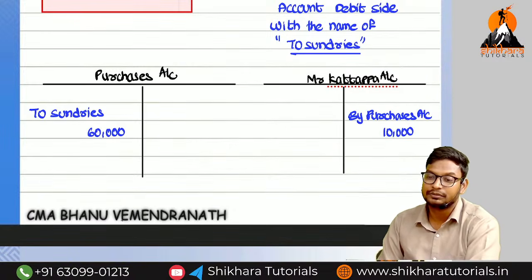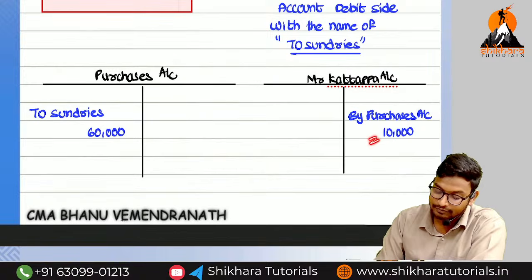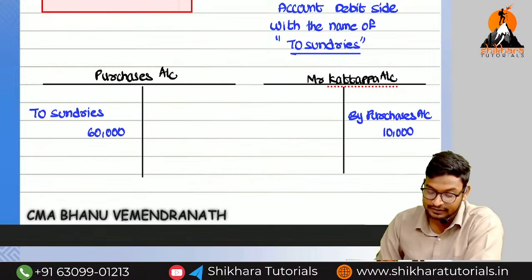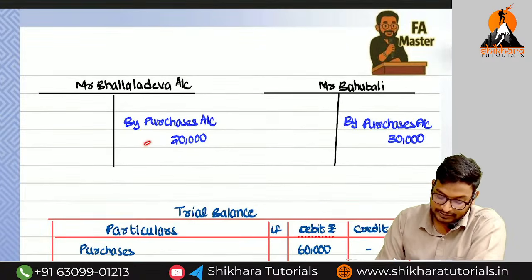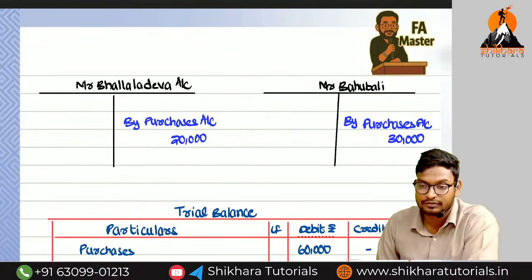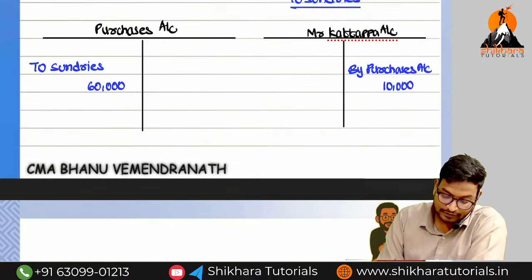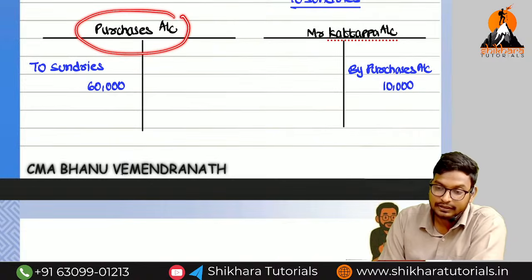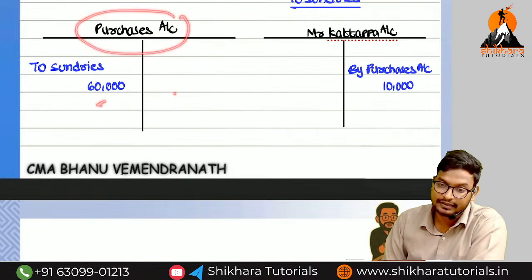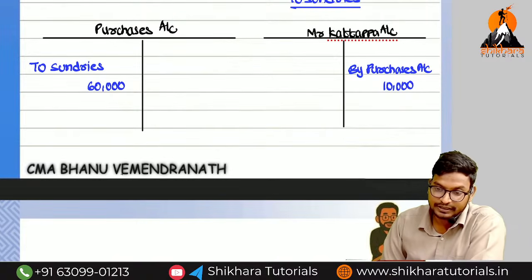Purchase account debited to Kattappa. So for that reason, which side we need to record? Credit side. In the Bahubali account also credit side, and Ballal Deva account also credit side. You know all the things. So if any account is showing the debit balance, this account is showing which balance? Debit balance. Why sir? Because debit side is more than the credit side. For that reason, this account is showing the debit balance.